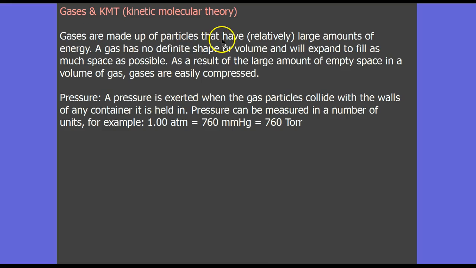Gases and KMT, or kinetic molecular theory. Gases are made up of particles that have relatively large amounts of energy. A gas has no definite shape or volume and will expand to fill as much space as possible. As a result of the large amount of empty space in a volume of gas, gases are easily compressed. Pressure. A pressure is exerted when the gas particles collide with the walls of any container it is held in. Pressure can be measured in a number of units, for example, atmospheres, millimeters of mercury, torr.